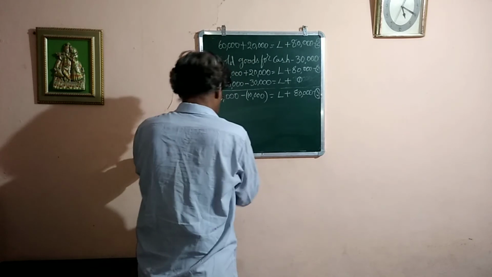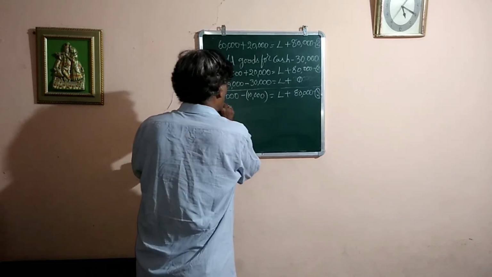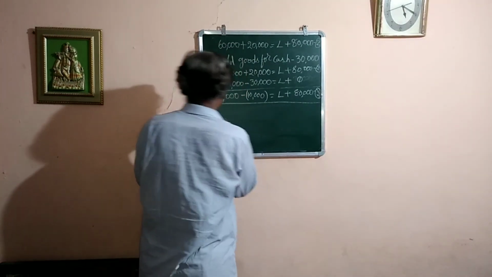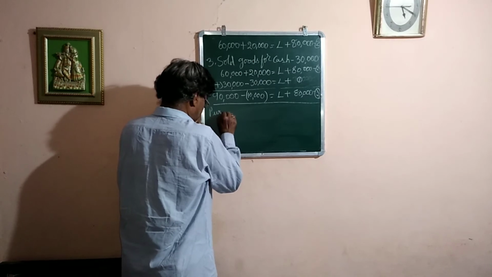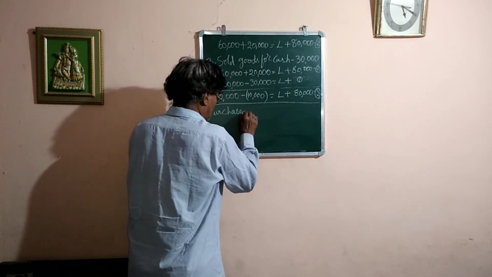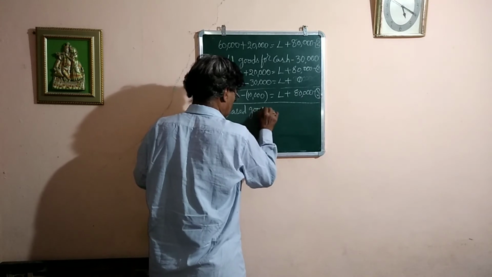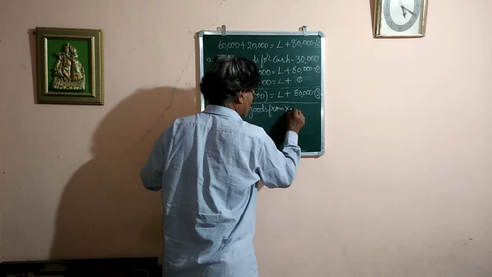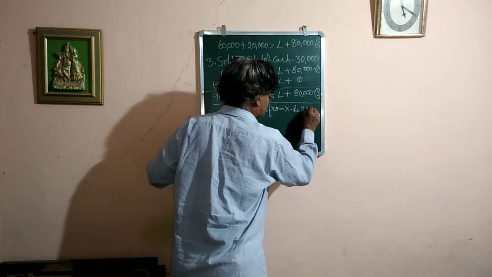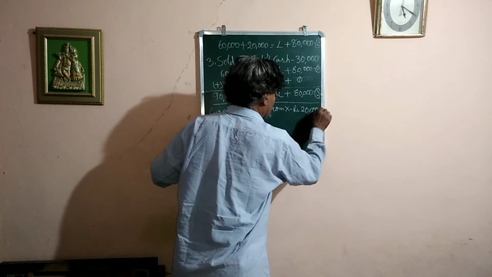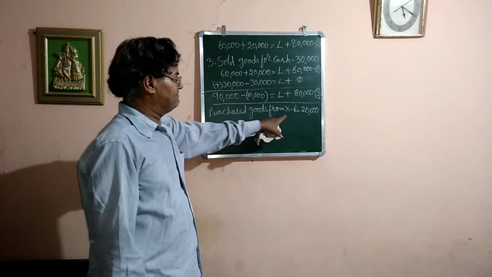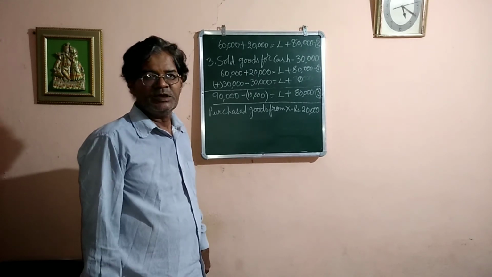Purchased goods from X, rupees 20,000. This is the fourth transaction. Here we are having a person's name, that is X. When we are purchasing from X, what is the transaction that we come across? We are getting goods from X. So, X is nothing but an outside party. So, we have it under liabilities. So, we have to write this equation.